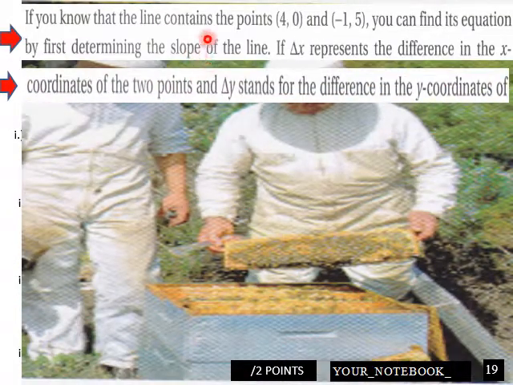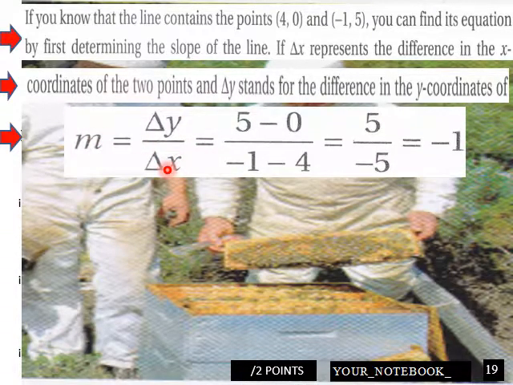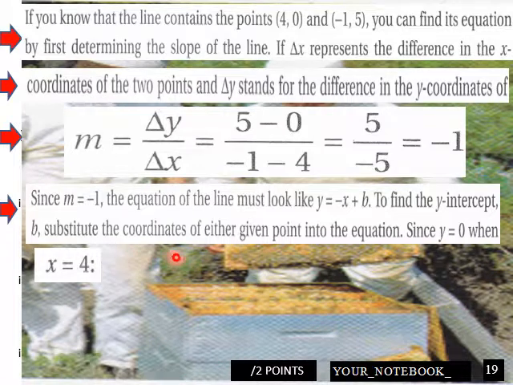If you know that the line contains the points (4, 0) and (-1, 5), you can find its equation by first determining the slope of the line. If delta x represents the difference in the x-coordinates of the 2 points, and delta y stands for the difference in the y-coordinates of the points, you have the difference of y over the difference of x, rise over run, and that is how you find your slope. M equals -1, so you plug that in.